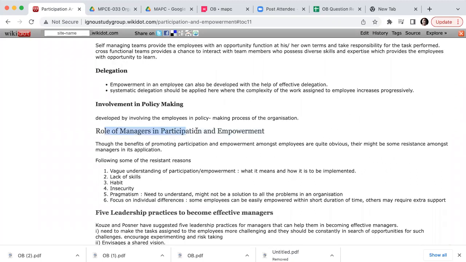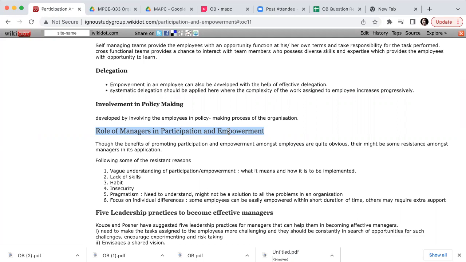Now we are going into the role of managers in participation and empowerment. This is one of the important questions. What is the role of a manager in participation and empowerment? Because the manager plays a very critical part in both. If the manager is not giving the work, or is not feeling confident to give you work, then empowerment cannot happen, right? So participation in management is highly driven by managers.